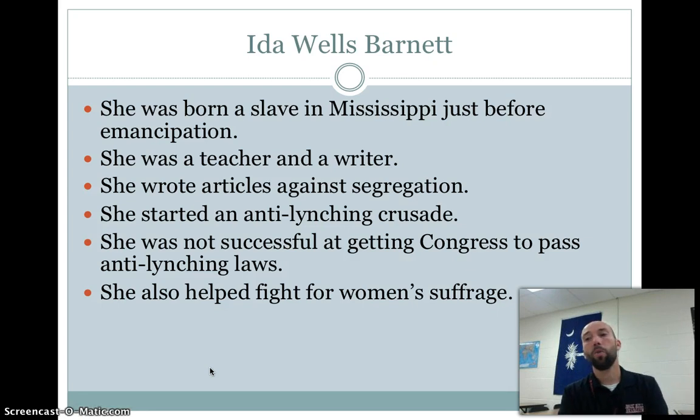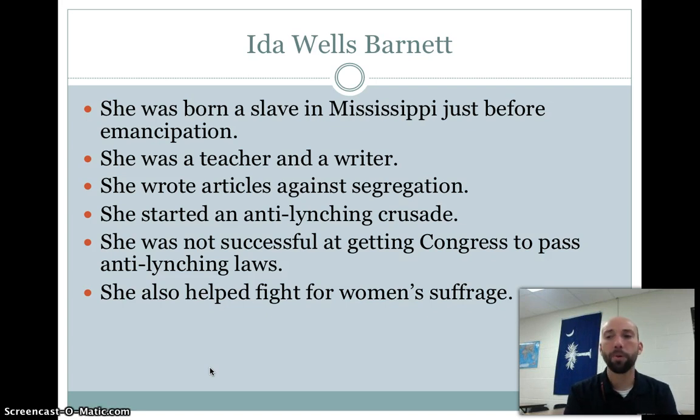One of the things that really shapes her is that one of her friends is lynched or was lynched in Memphis. And so that's going to start her on an anti-lynching crusade. She really is going to push Congress to try to pass anti-lynching laws. And her criticisms of lynching are actually going to meet with violent reactions from whites.